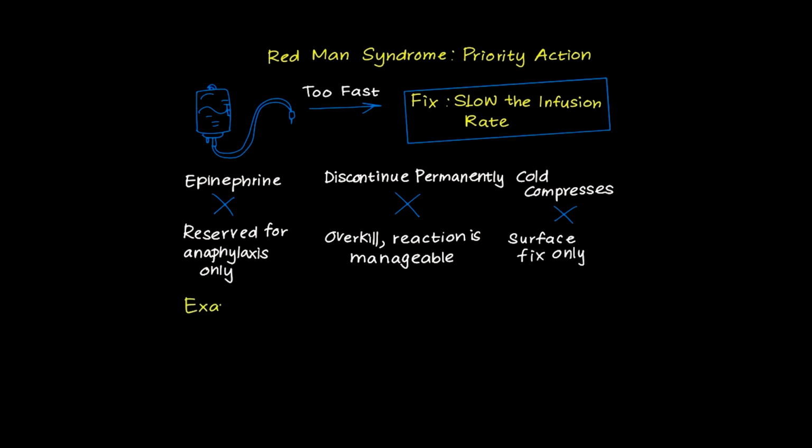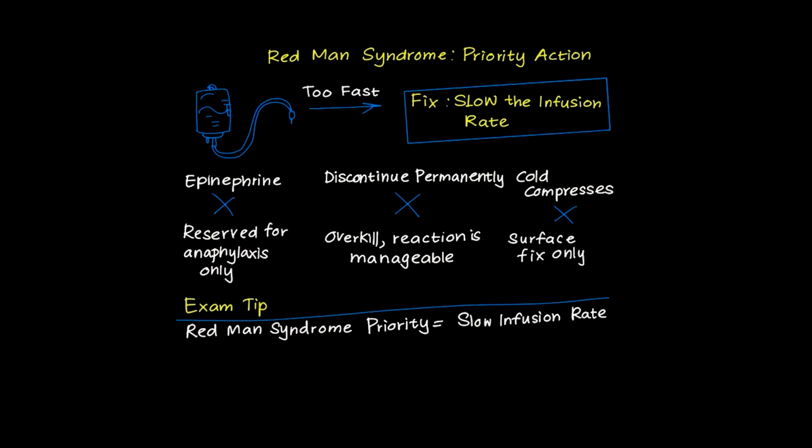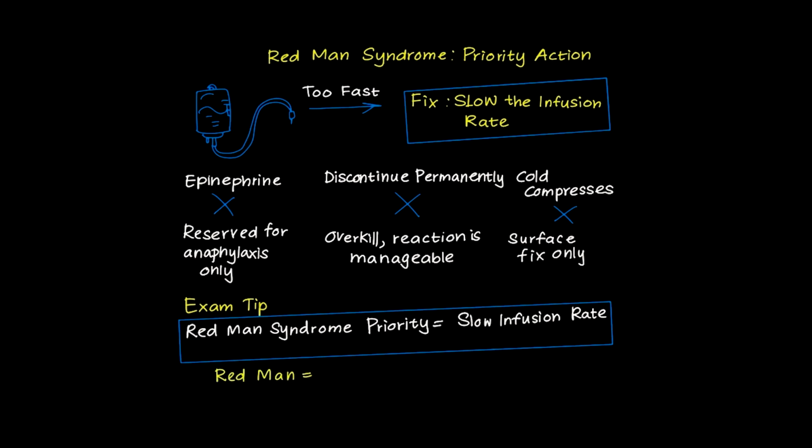Here is a WGU D441 OA exam tip for you. When a red man syndrome question asks for the priority nursing action, the answer is always slow the infusion rate. The cause is speed, so the fix is speed. Quick recall hook: Red man equals slow the vancomycin rate down.